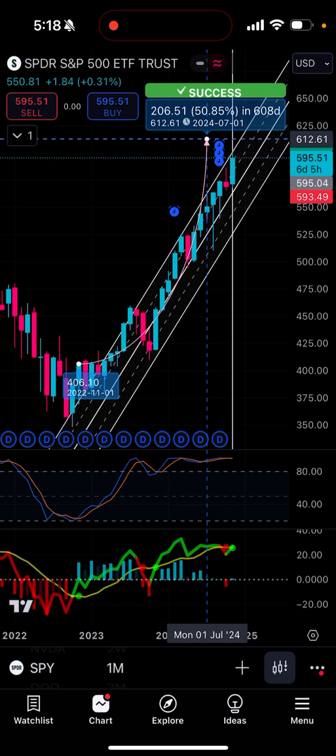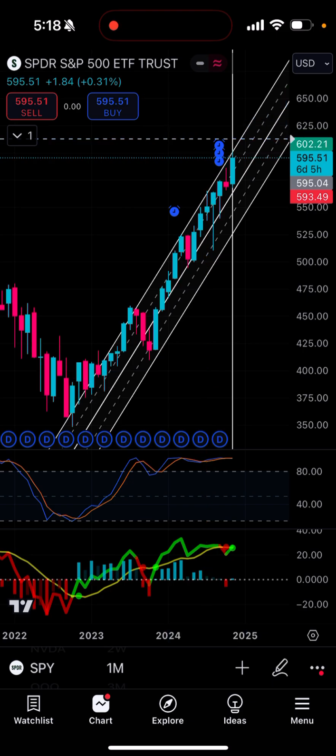You would have been up 50% in 2 years versus being up 7% a year. You're beating the S&P 500 by 7% per year. This is in 2 years you're up 50%. You're beating it by like 5x, right?